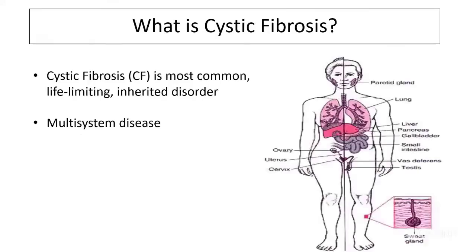So cystic fibrosis is the most common life-limiting inherited disorder in Caucasian populations in Western countries, and it is a multi-system disorder. The organs most commonly involved are the lungs, pancreas, and skin, but it can involve any part of the body, like the reproductive organs. Usually the females are sterile, and the males are also infertile. Likewise, bone and diabetes. So it can involve any organ system.